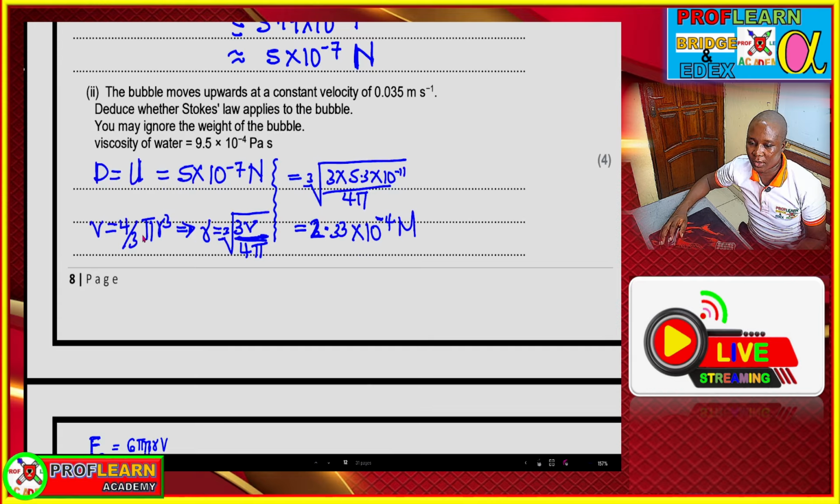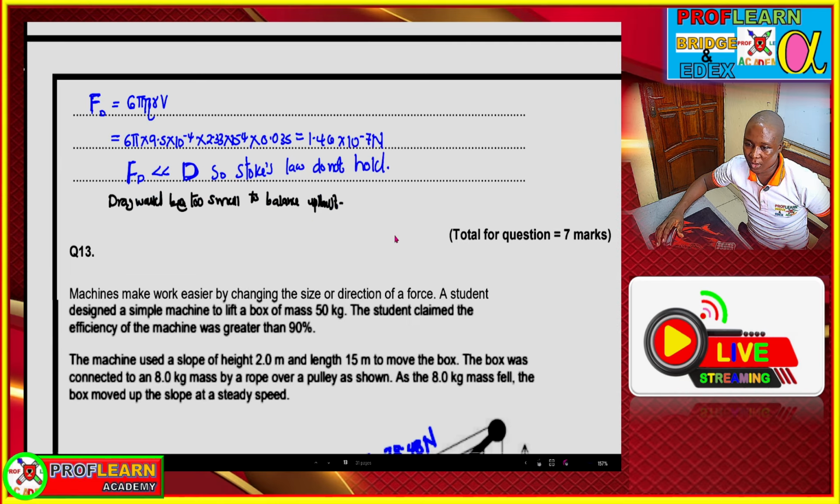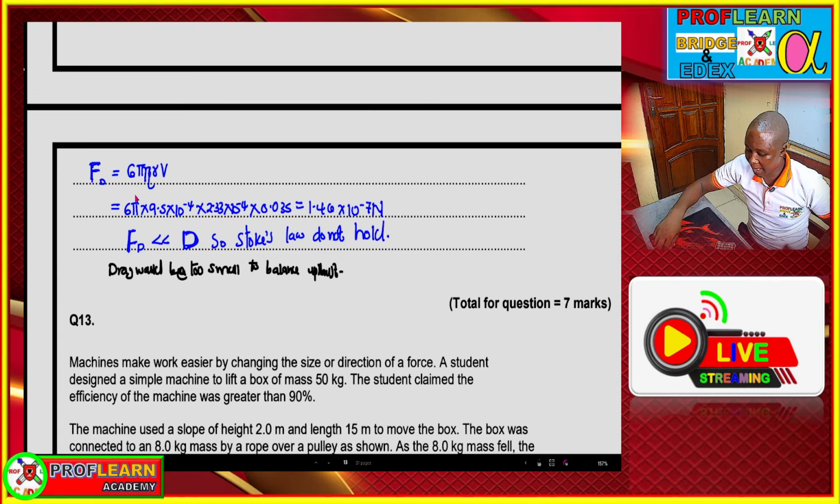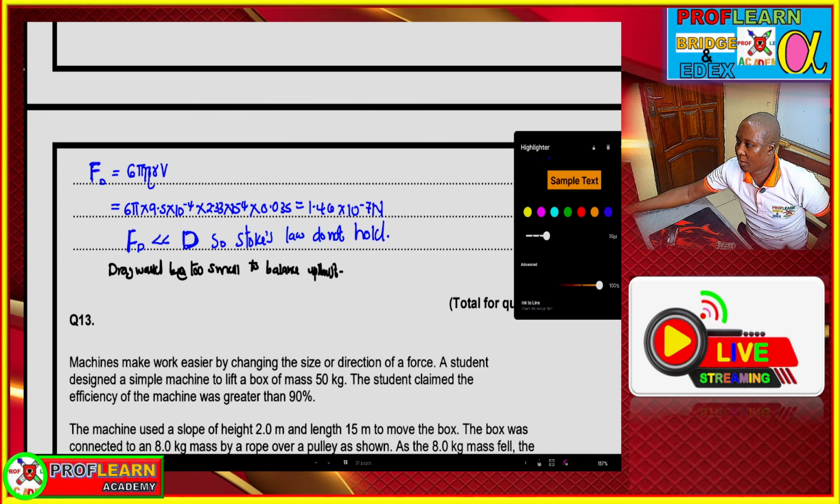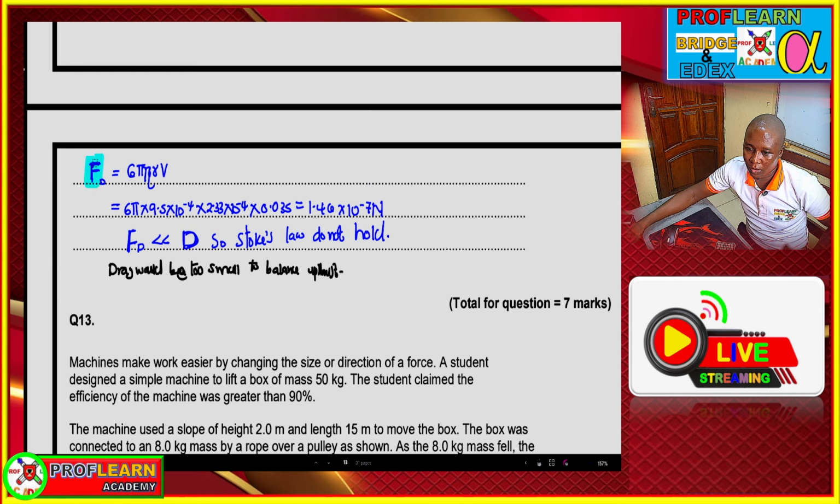That's why you can see at this level, I decided to ensure that I'm getting the radius here, which is going to be 2.33 times 10 raised to the power negative 4 meters. Then we can now apply that Stokes law formula at this point, and this is going to be 1.46 times 10 raised to the power negative 7.